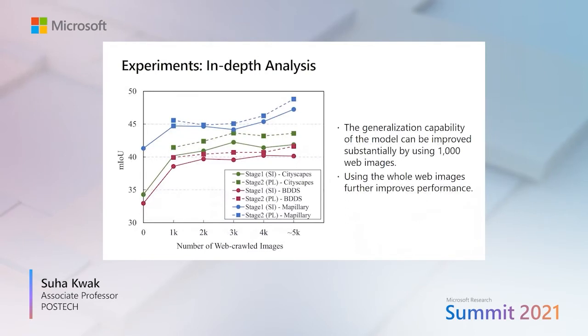Finally, the impact of the number of web images used in our method is verified by evaluating performance while varying the number of web images used in the method. This graph shows that the generalization capability of Wedge has been improved substantially by using only 1,000 web images. But using the whole web images further improved the performance.